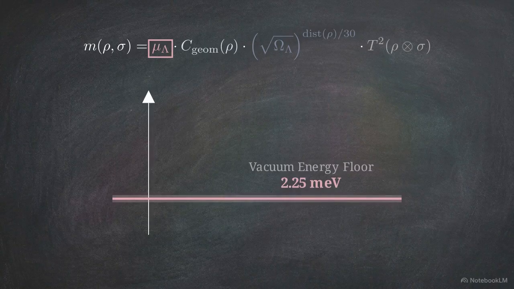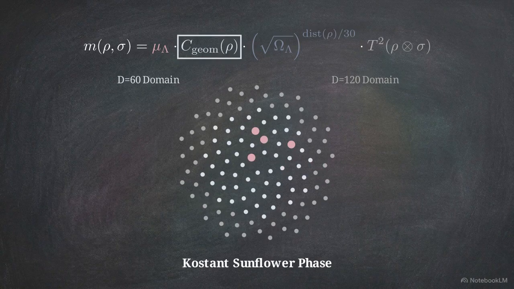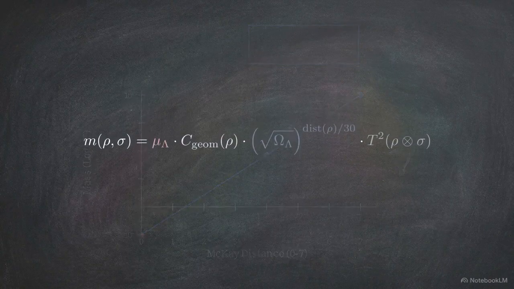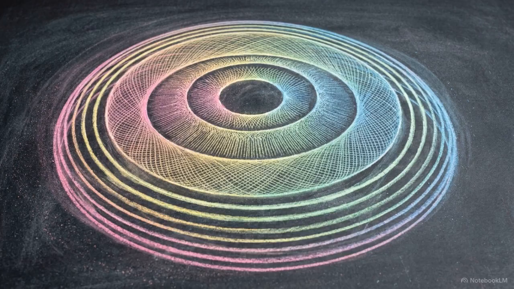First is the vacuum energy floor, which sets the absolute mass scale. This is the 4th root of the cosmological constant energy density, roughly 2.25 milli-electron volts. The second factor is the Costant sunflower phase, which encodes a representation's position on the domain grid. The third factor, the McKay elevator, is an exponent that drives the 12 order of magnitude spread from the vacuum floor. Finally, Reidemeister torsion generates the fine structure within each individual mass shell.